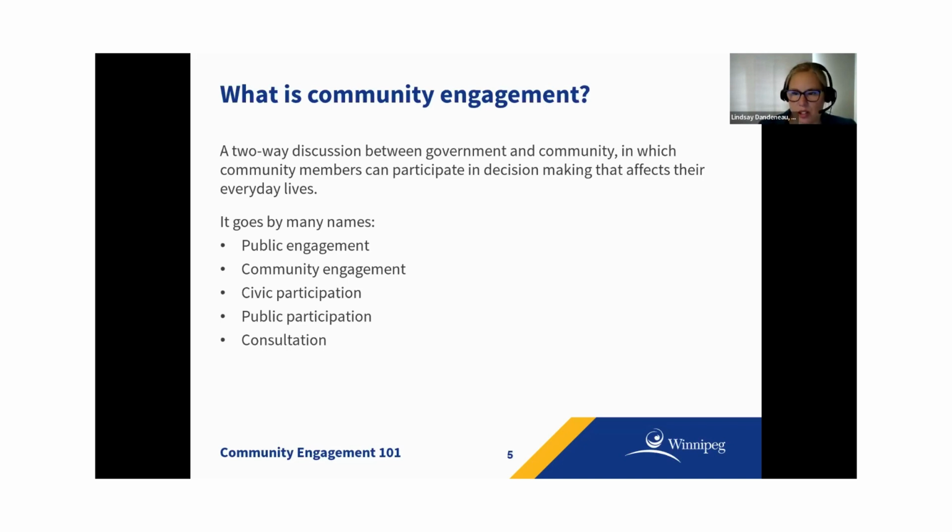Say there's a decision to be made about something in the community, you know, what to include in a new park, where the new park should go, if we need a new park. As a government organization, if you get community input and feedback to help make that decision, you're doing community engagement. So in a nutshell, we engage community to help make better decisions. And it goes by many names: public engagement, community engagement, civic participation, public participation, consultation. It doesn't necessarily mean what you label it, but it really is about that two-way conversation and the process around it and how we go about getting input to help government organizations make better decisions.